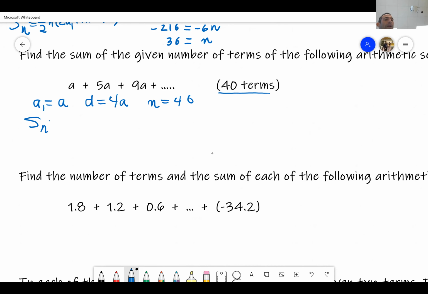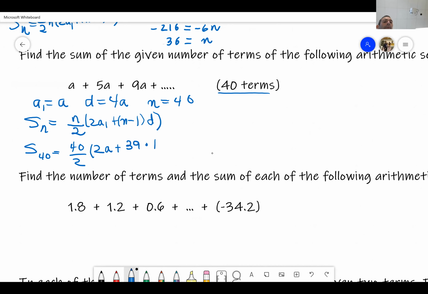S of n equals half of n times twice the first term plus n minus 1 times the common difference. Can we do n over 2? Yes, of course. n over 2 is fine with me. She just means this, it's the same thing. So S of 40 equals 40 divided by 2 times twice a plus 40 minus 1, which is 39, times 4a.